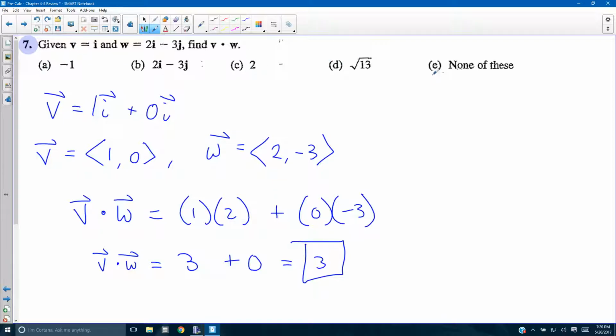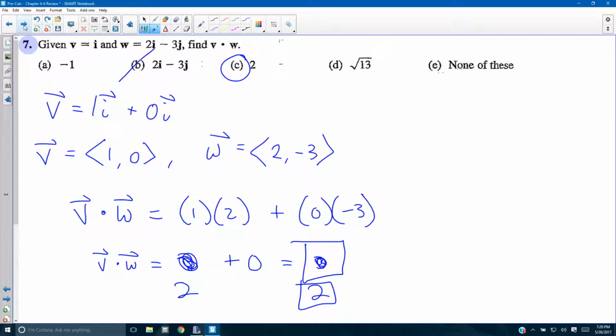None of these. Wait a second. 1 times 2 is 2. See, it's been a long day, man. 1 times 2 is 2. There we go. It's 2. Good thing 3 wasn't an answer. I would have circled it and moved on. But anyway, it can't be this. It can't be this. Your answer is not a component form of anything there. Your answer is a scalar value.